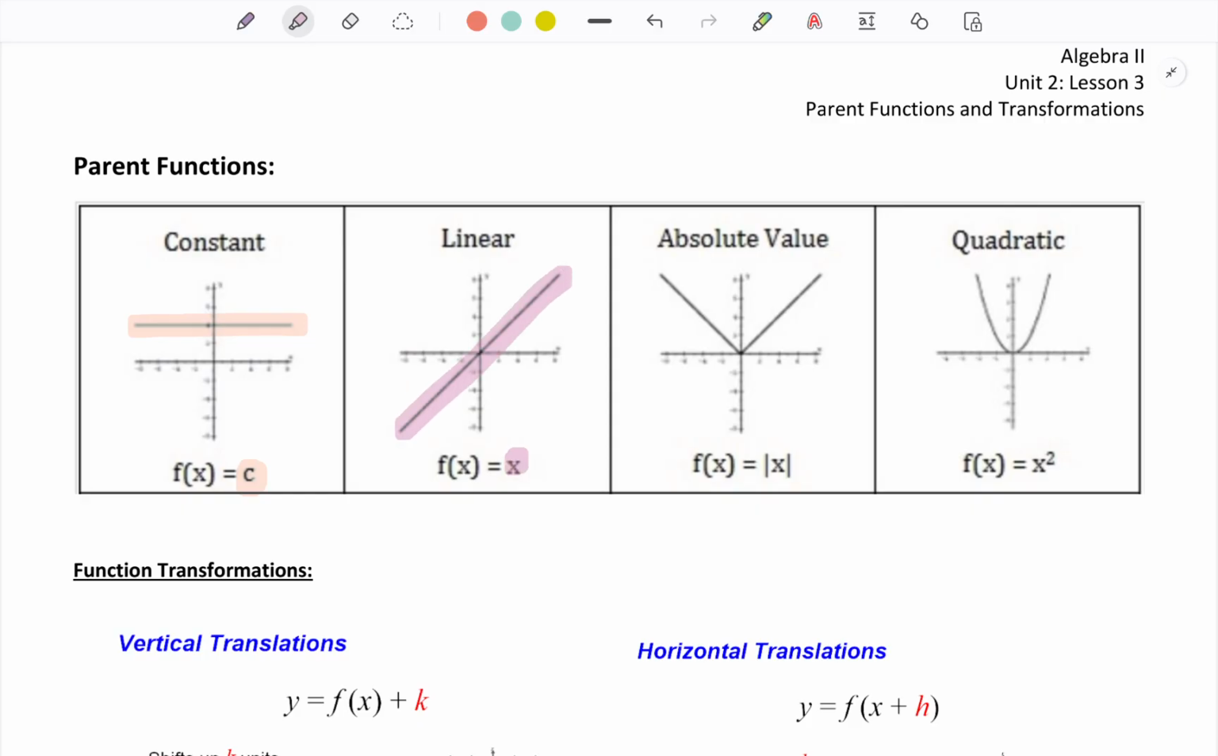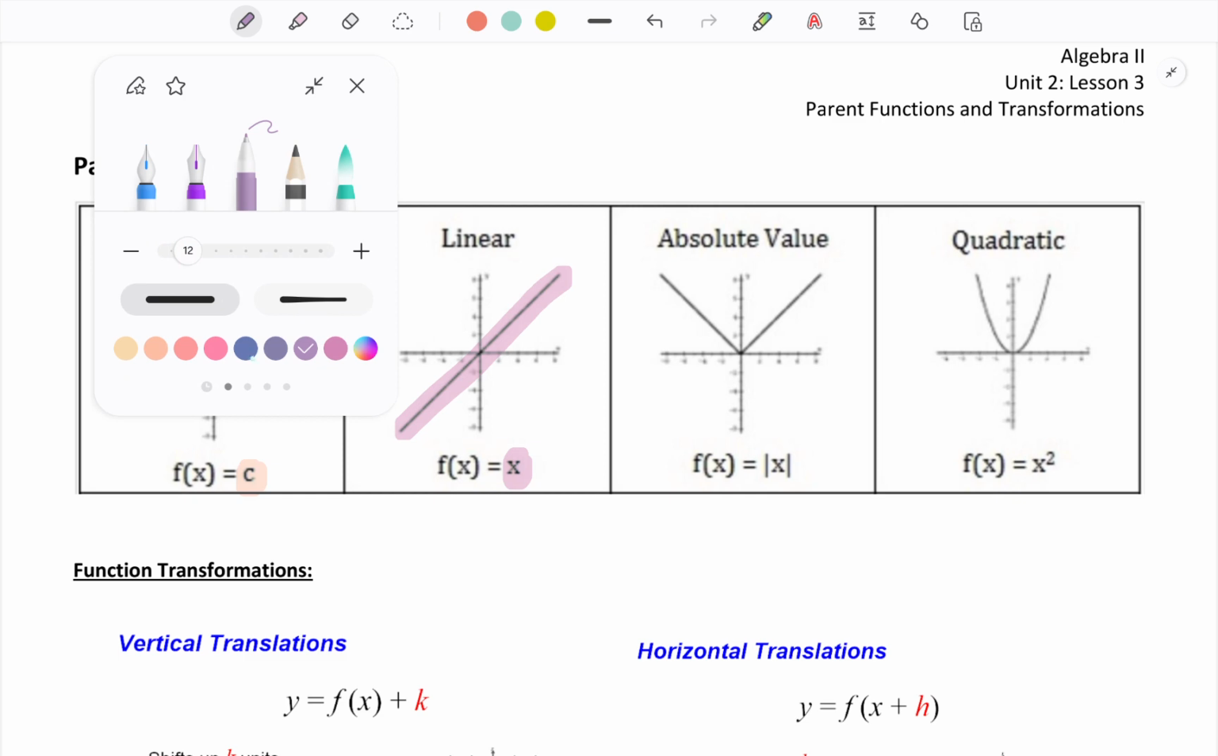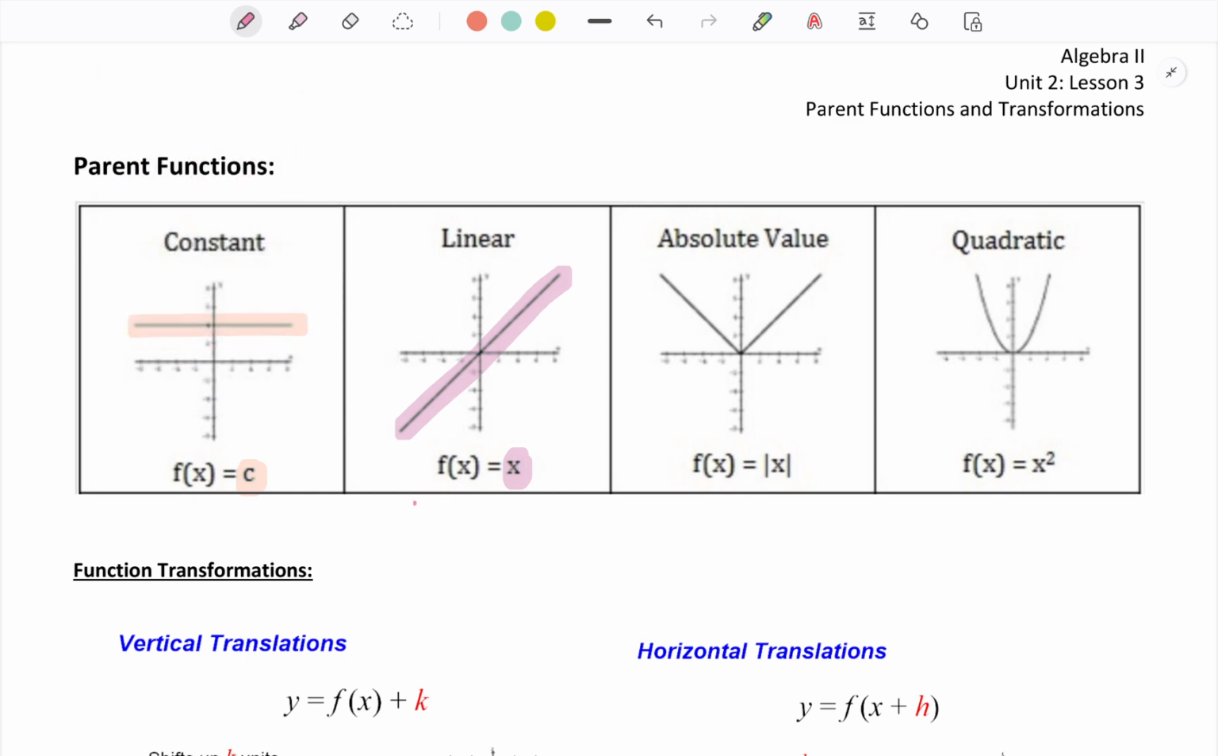But that is what you talked about all through Algebra 1, so you should be very familiar with a line. In fact, the equation that you guys probably know off the top of your head is y equals mx plus b. But that is, of course, very common.